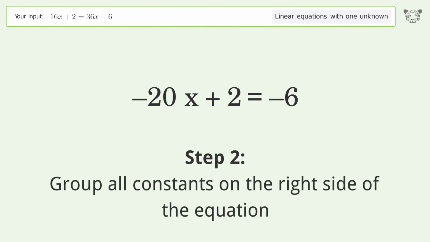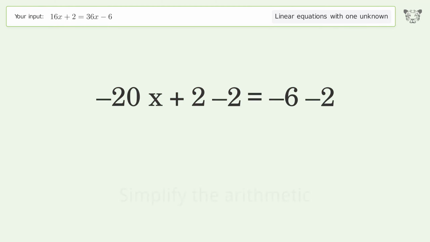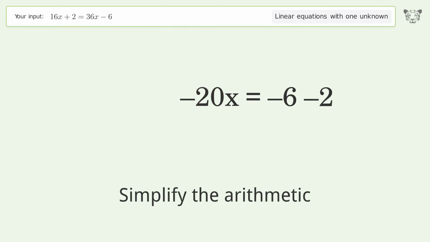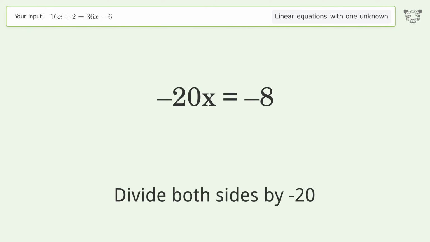Group all constants on the right side of the equation. Subtract 2 from both sides. Simplify the arithmetic. Isolate the x. Divide both sides by -20.